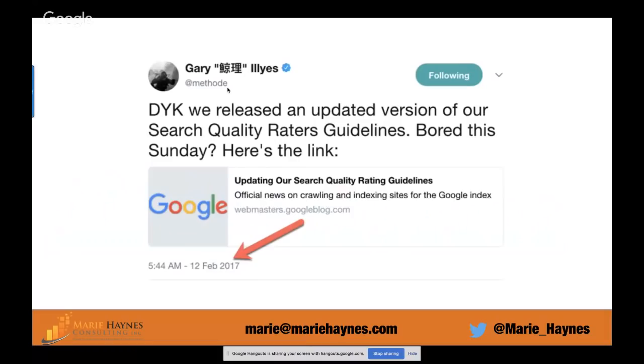I think 5 days after this update, Gary Illyes from Google tweeted this random reminder that we should be reading the Quality Raters Guidelines. And so that backed up my suspicion that EAT could potentially be a factor here.